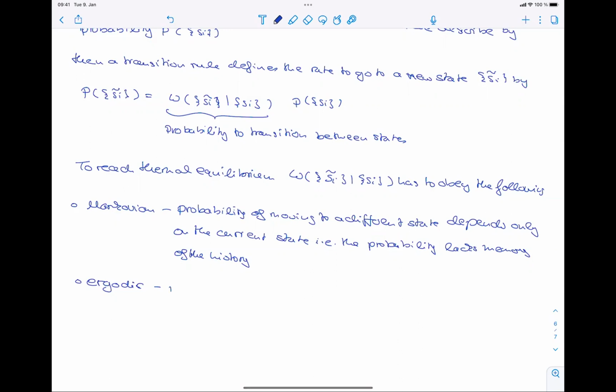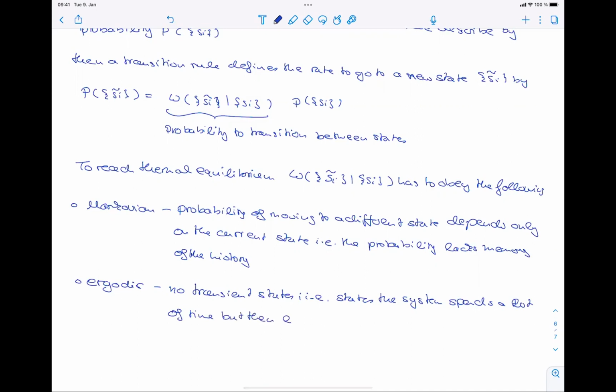So there has to be no transient states, for example, i.e. states the system spends a lot of time in, but then leaves to never return.